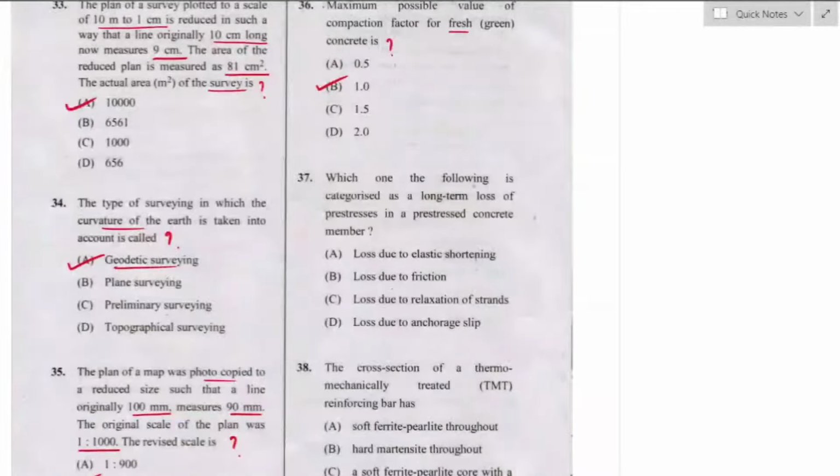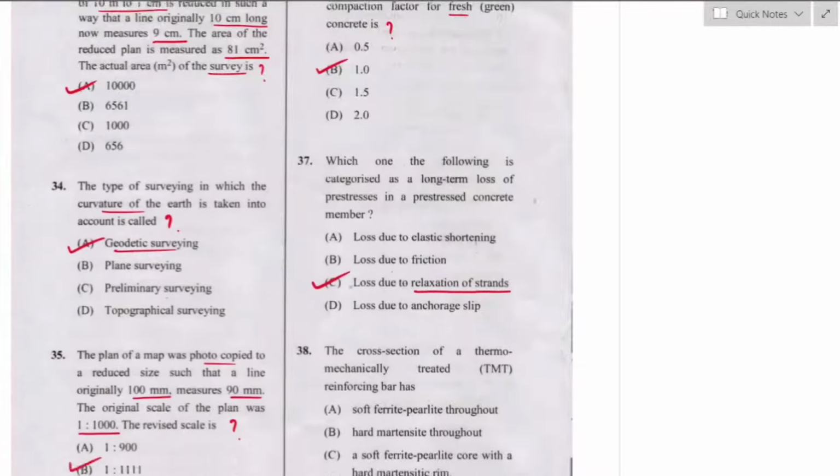Question number 37. Which one of the following is categorized as long-term loss of pre-stress in a pre-stressed concrete member? So the long-term loss is due to relaxation of strands. Relaxation is assumed to mean the loss of stress in steel under nearly constant strain at a constant temperature. So it is similar to the creep of concrete. Option C is the right answer.